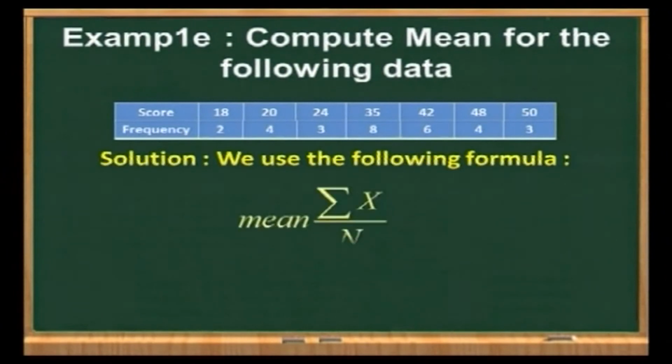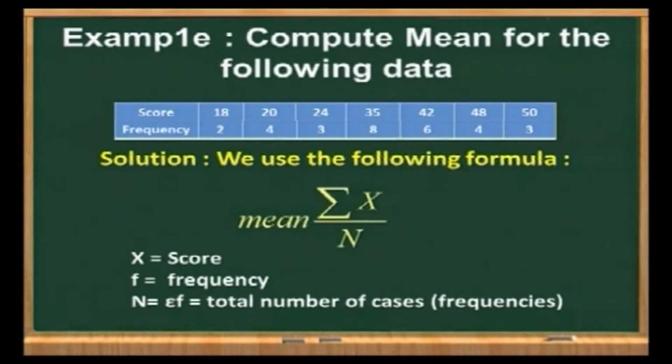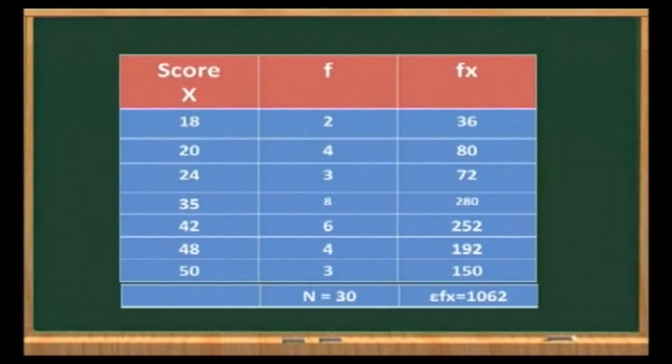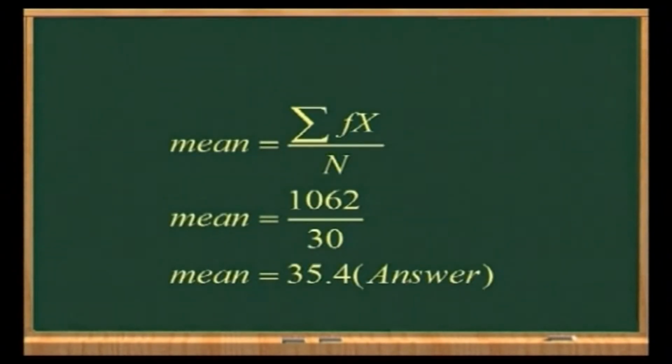Using the formula, mean is equal to sigma fx by n, where x is the individual score, f is the frequency and n is sigma f, that is, the total number of cases or frequencies. So, by substituting the values in the formula, the mean for the scores is 35.4.